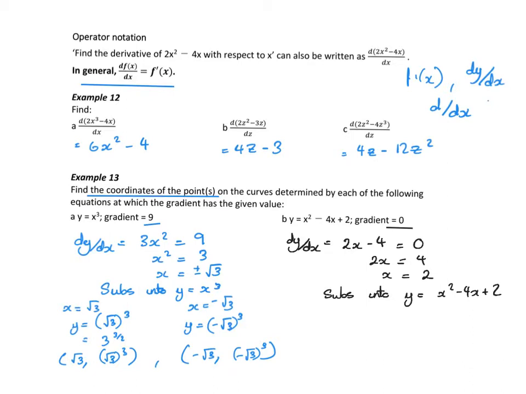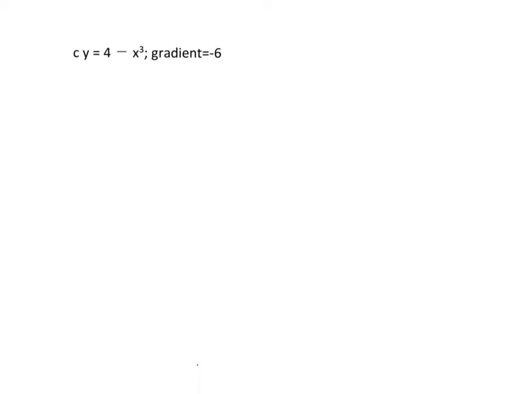So when x is equal to 2, you get y is equal to 2 squared minus 4 times 2 plus 2. And so that's 4 minus 8 plus 2. Minus 4 plus 2 is minus 2. Again, we haven't finished. We want the coordinate. And so the coordinate is when x is equal to 2, y is equal to minus 2. Okay, so the last one. In this one, we know that the gradient is equal to negative 6.